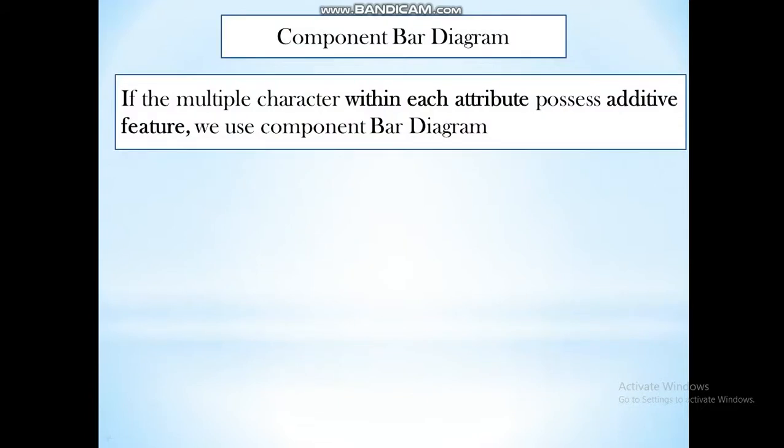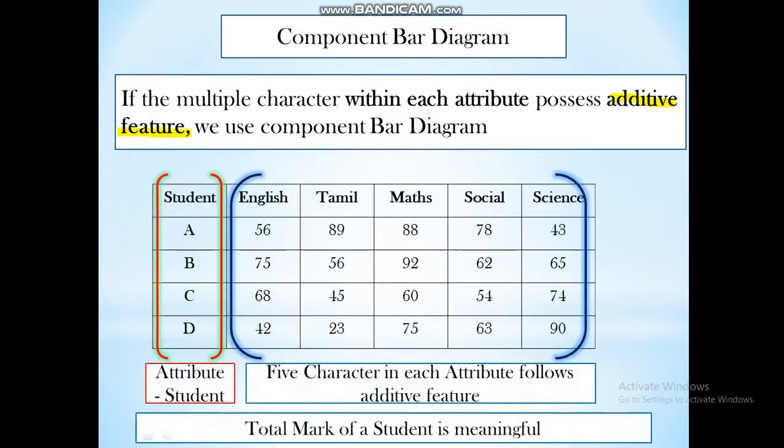And this is the compound bar diagram. In a compound bar diagram, within each attribute, if the attribute possesses an additive feature, then we will go for the multiple component bar diagram. See, for example, here the student is the attribute. Here we have 5 characters: English, Tamil, Maths, Social, Science. So they are additive in nature.